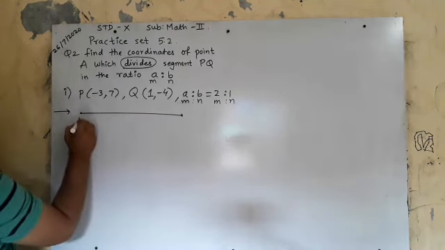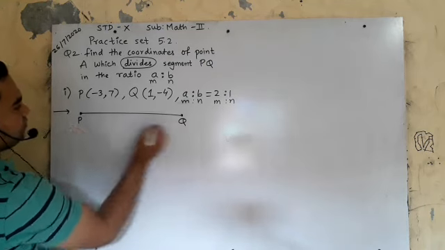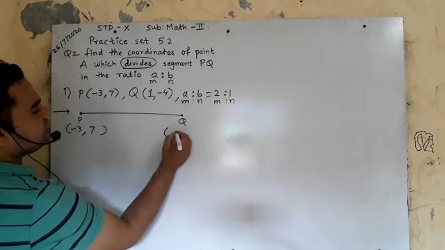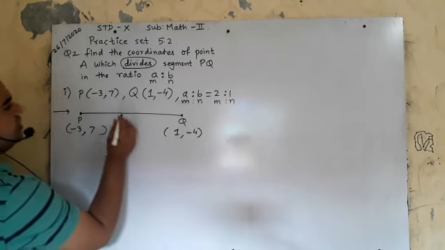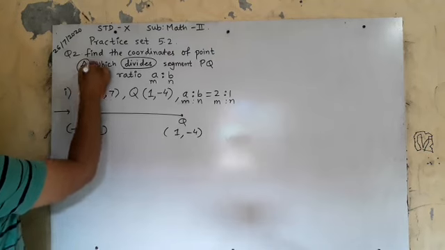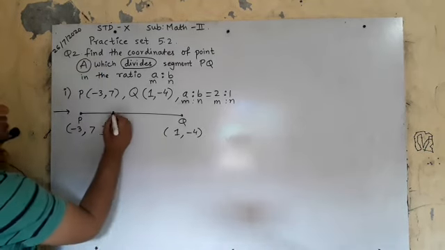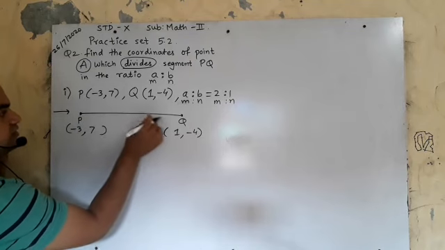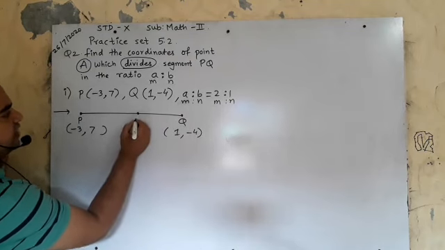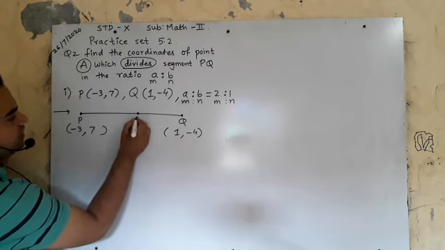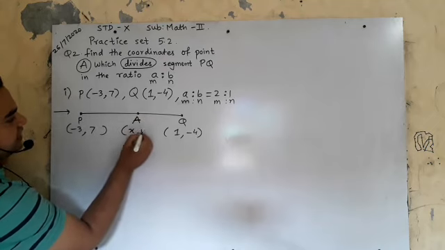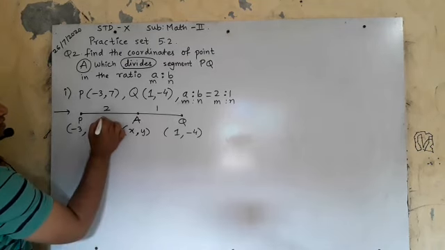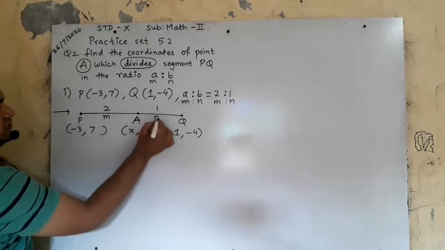So now you will draw a segment. What is the name of the segment? PQ. What are the coordinates of P? (-3, 7). What are the coordinates of Q? (1, -4). Which point is dividing over here? Point A. In the ratio 2:1, the first part is bigger and the second part is smaller. So here A will come, and we have to find the coordinates of A, that is x and y. In the ratio 2:1, this will be the value of m and this will be the value of n.